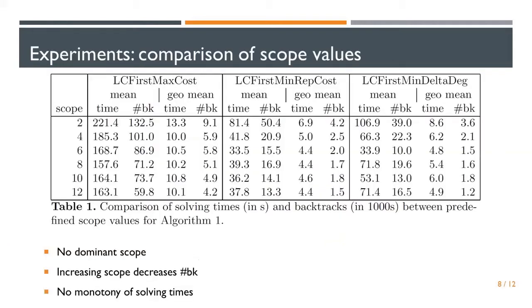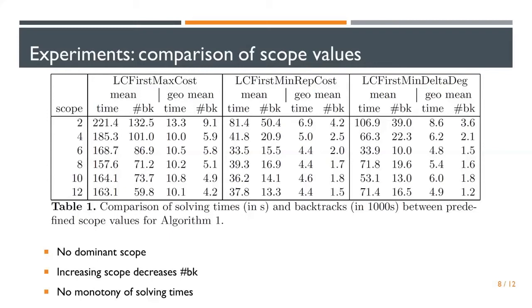Now we are going to look experimentally at the scope value. Each column of this table gives the average resolution time and the number of backtracks for a given search strategy. If we take a small scope, 2 for example, we notice that for each search strategy, the average resolution time and the number of backtracks tend to be higher than the result obtained with a larger scope. It means that a lot of filtering and very few optimization steps is not a good idea, because there is not any difference between the different lower bounds used for the filtering step.